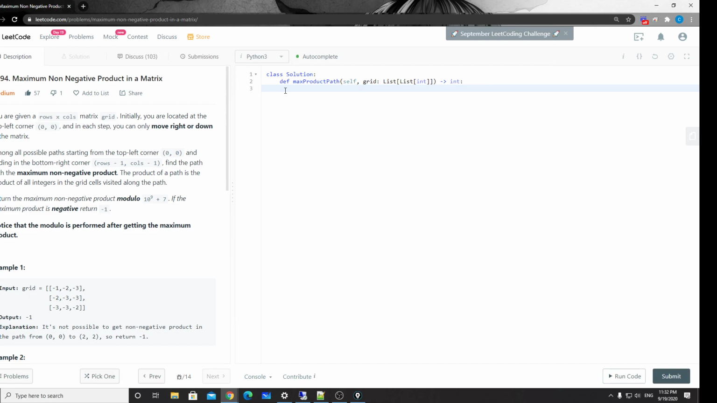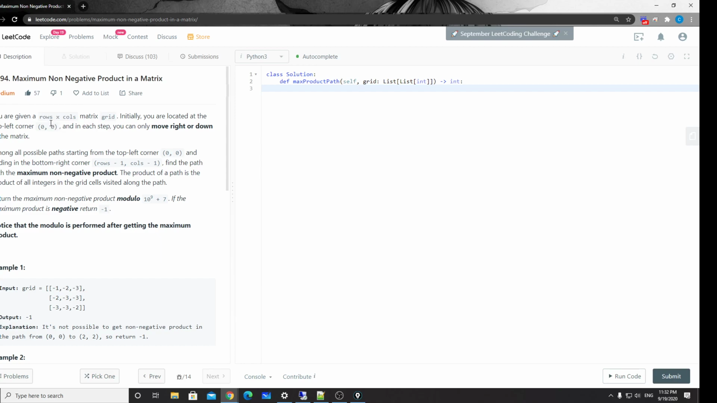So tonight, let's take a look at this week's weekly contest, 1594, Maximum Non-Negative Product in a Matrix. I think this is a good problem.